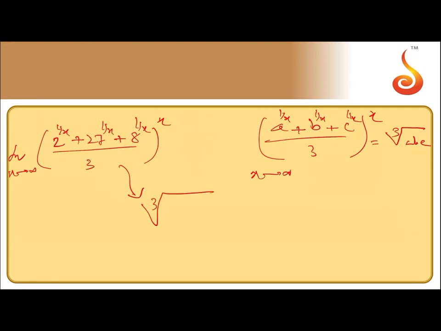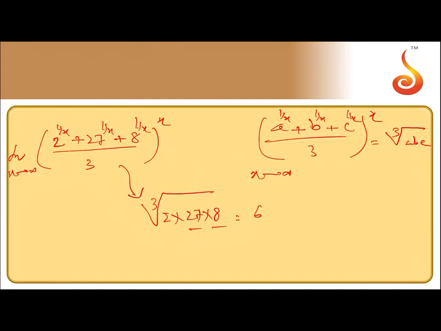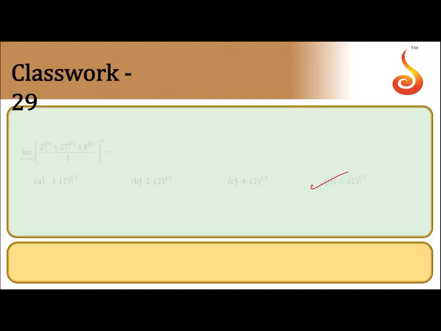So here the answer is equal to cube root of 2 into 27 into 8. This cube root and cube root, of course, 2 into 3, 6. 6 multiplied by cube root of 2. So the answer is equal to 6 multiplied by cube root of 2, which is the required answer. So the answer is D.